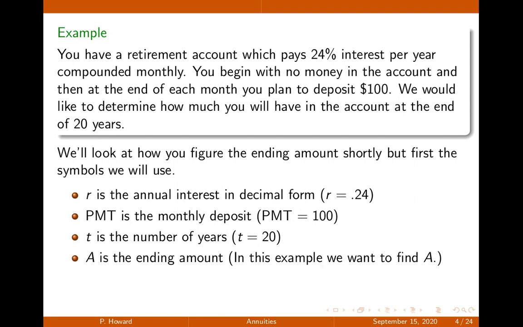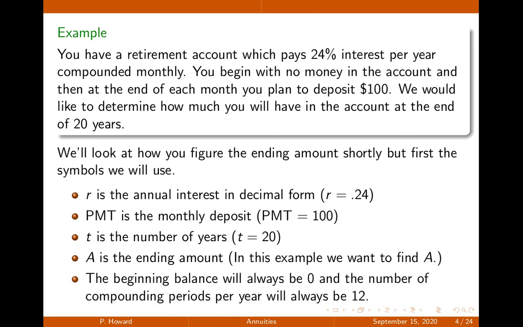And A is the ending amount. So T is 20 in our example, and in our example we want to find A. In our study of annuities, we will always assume that you begin with a balance of 0. And we will always assume that the number of compounding periods in a year is 12. This will just make our calculations a little easier.